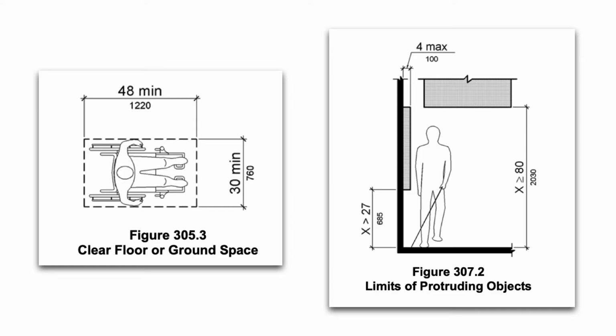So again, as far as wheelchair spacing, clear floor or ground space, you can see 48 inches by 30 inches. There's also limits to protruding objects. So say you have a clock or a frame on the wall, a display case on the wall, you have signage or light fixtures, pendant light fixtures, anything hanging down from the ceiling. There's clearance figures that you have to abide by.